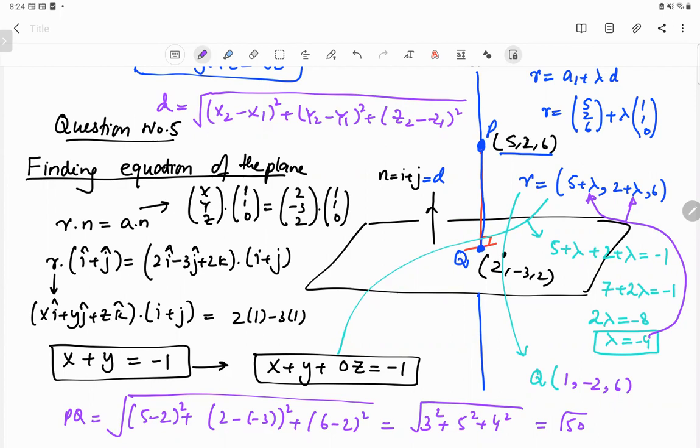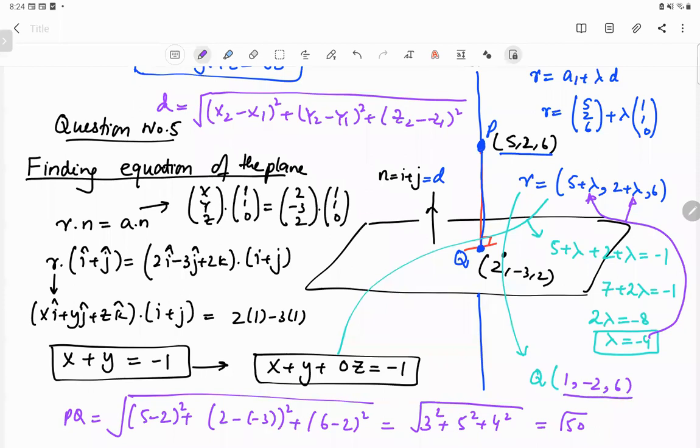Say how come? Q is 1, -2, 6. Q's 1, -2 and 6. So the Q coordinates, what is wrong in them? Are they wrong?